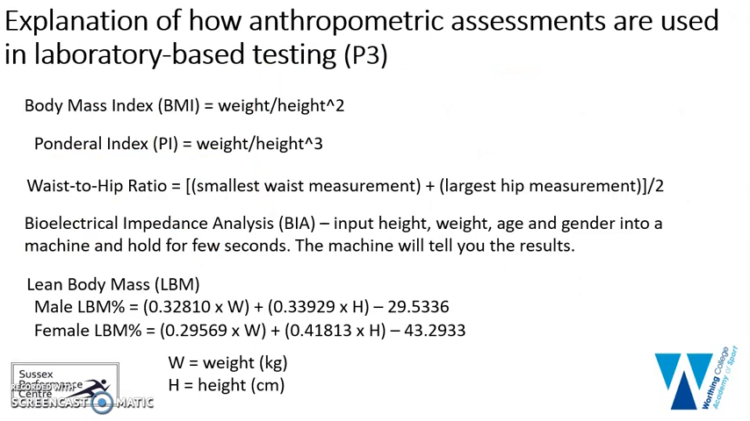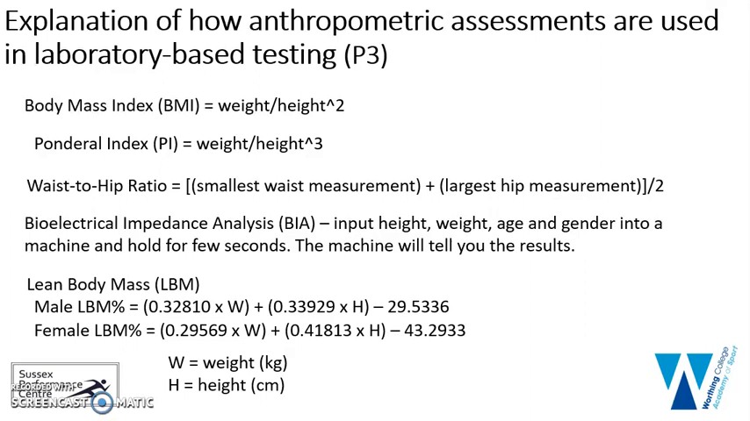Body mass index, also known as BMI, is weight divided by height squared. Ponderal index, or PI, is weight divided by height cubed. Waist to hip ratio is smallest waist measurement plus largest hip measurement divided by 2.